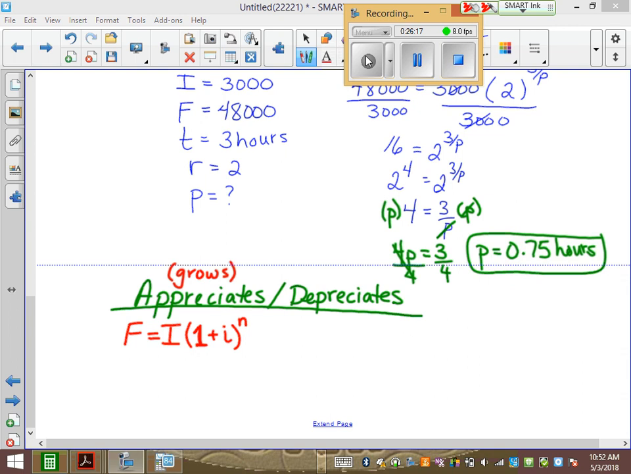When something depreciates, it declines or gets smaller. So we're going to do final equals initial, and then you're going to do 1 minus the interest rate to the n.